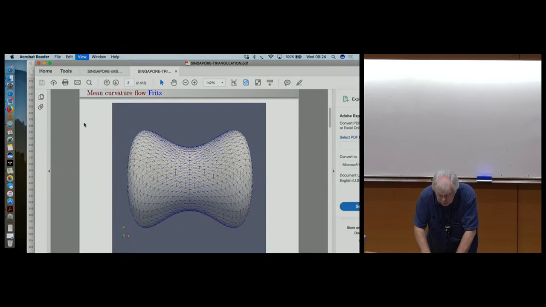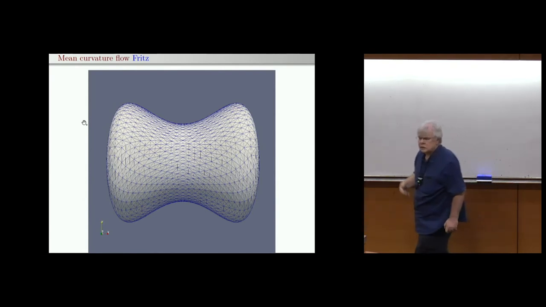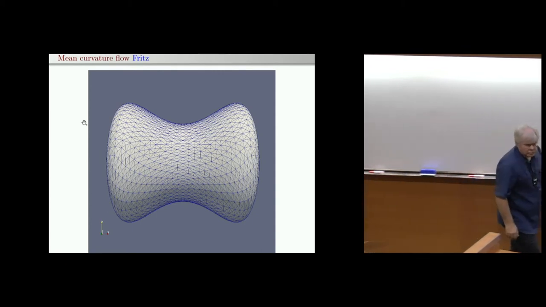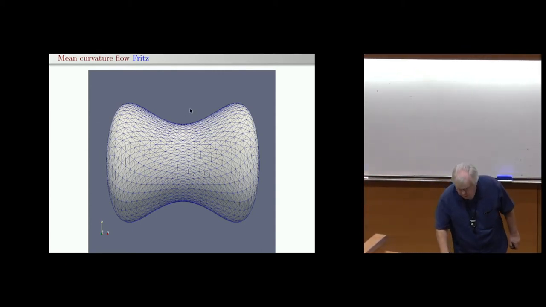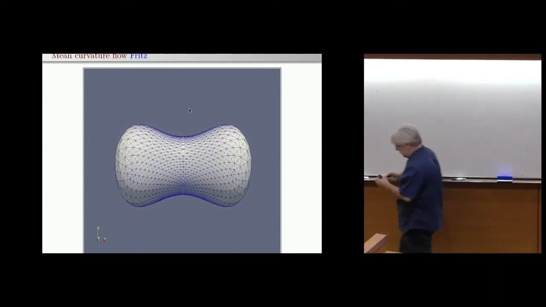And I just want to talk about some issues about using triangulated surfaces. So here is motion by mean curvature. It's a well-studied problem. There's nothing special about the example. It's a typical example that people like to show off their numerical methods. And in this instance, we have a triangulated surface. And the method for formulating the problem is due to Gerd Dziuk.